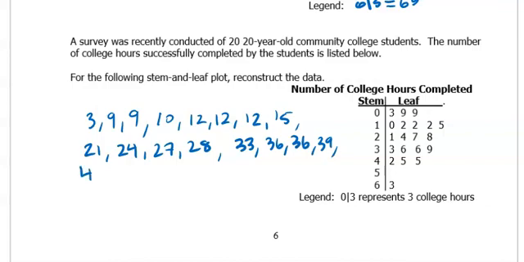And then we've got some 40s: 42, 45, 45. And then for the 50, see there's no leaf, so that means there was no data point that went like 50-something. But we do have a 63. And these should be all the 20 pieces of data.